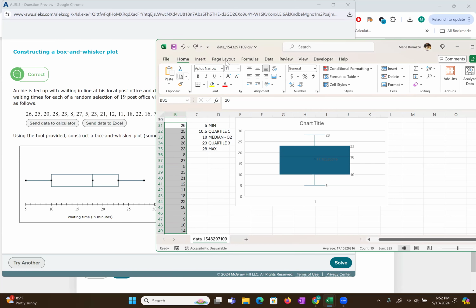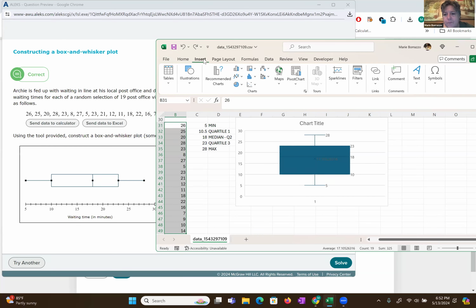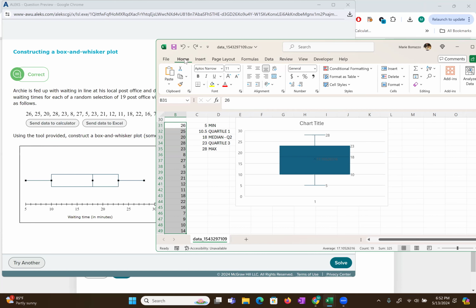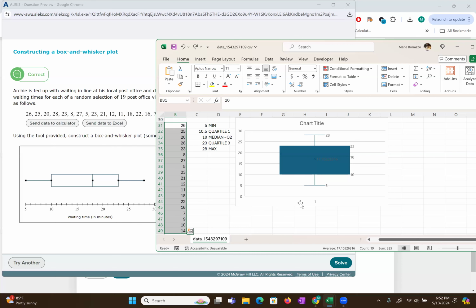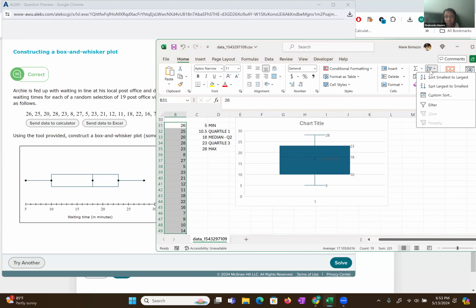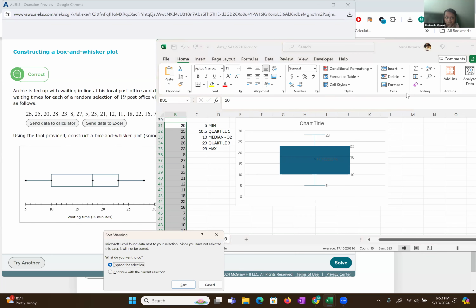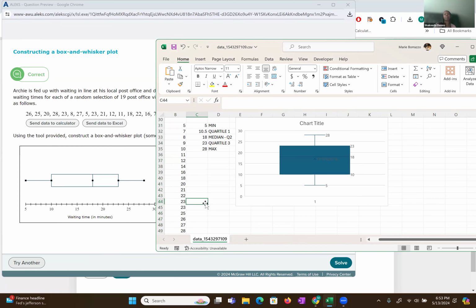If you click the sort, smallest to largest, and then the second option, continue with current selection, and then click sort. Not the box, you have to click the sort, right next to cancel. Go back to highlight it, go to insert, sort, smallest to largest, and then continue with current selection and sort. Got it. Okay, one more time.